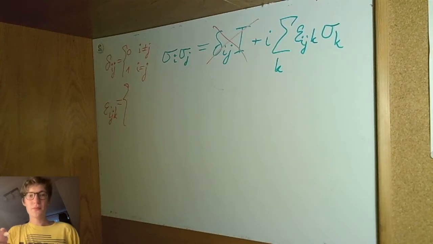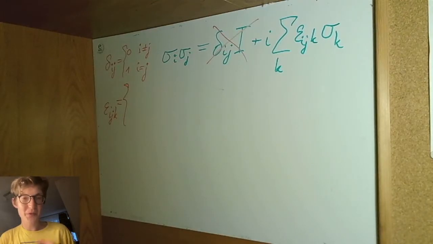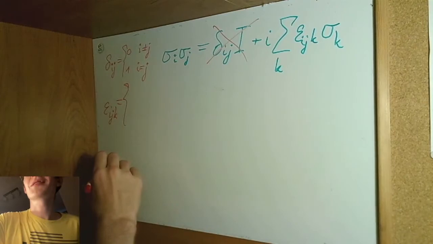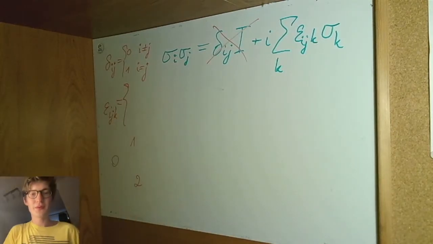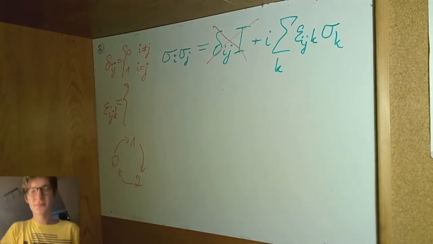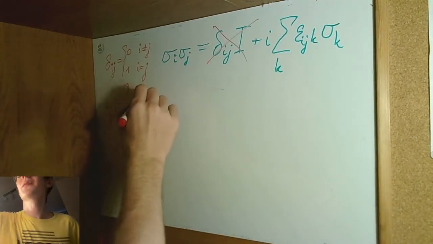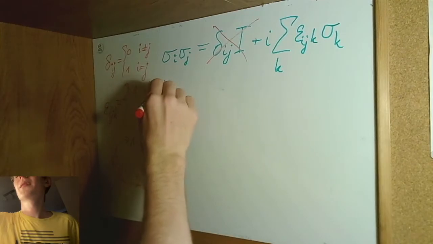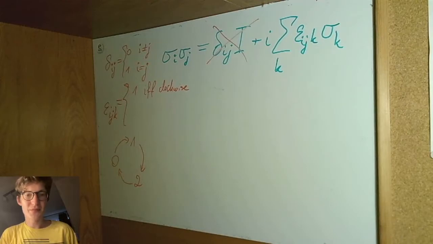So it checks whether these symbols are in a clockwise order or anti-clockwise. We can just show it, I think, with 0, 1, and 2, because that's what we will deal with. So if they are given in this order, then it's equal to 1 if clockwise. That's one of the ways that we can think about it.